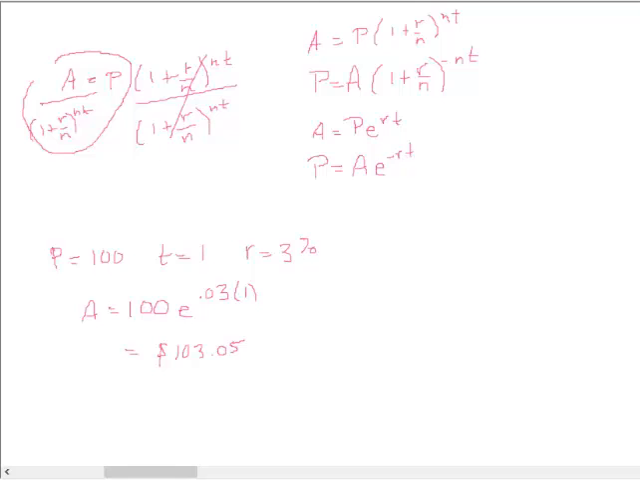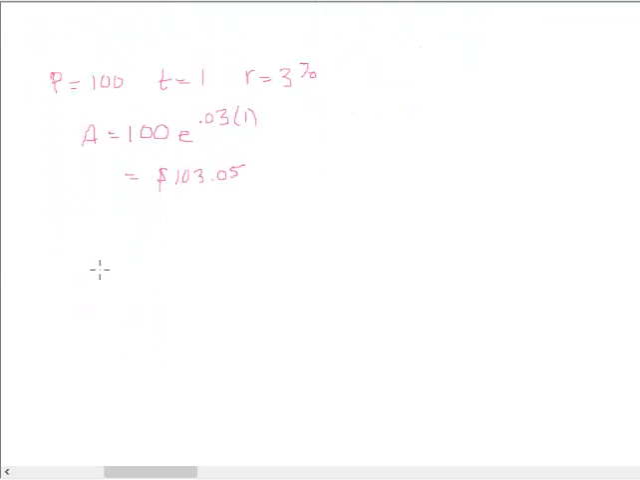Okay, next example at the bottom of the page. This time we're going to solve for P. So we'll look at the formula solved for P. So let's see, this one says find the P needed to get $800 after 3.5 years at 7% interest compounded monthly. So we're compounded monthly, so we want the bigger formula, and then to the negative nt. All right, so we're looking for P.